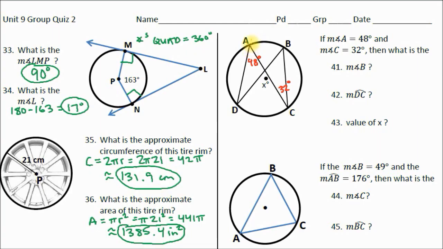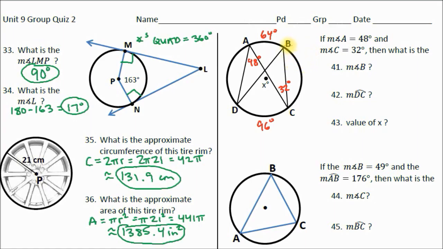Well, let's take a look, class. What else do we know? If the measure of angle A is 48, the intercepted arc for that inscribed angle is DC. We double 48. That means this is 96. And you know what? I'll just do this as well. Inscribed angle C cuts out arc AB, so 32 times 2 is 64. Those are two things I know.